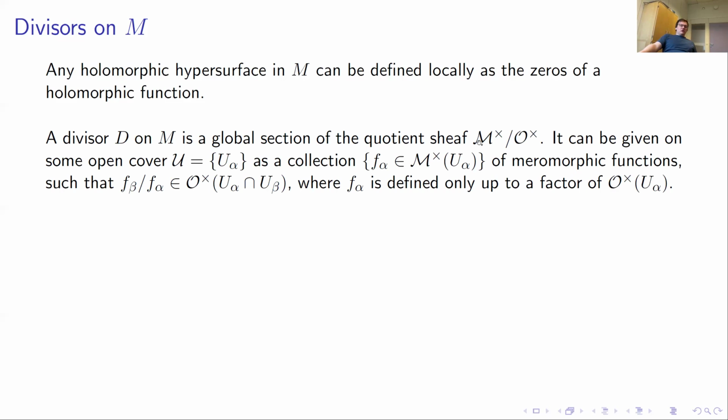So here we have the sheaf of non-zero meromorphic functions, modulo non-vanishing holomorphic functions. Any divisor can be given on some open cover as a collection of meromorphic functions, one function defined on each open chart. They are required to be consistent in the sense that they share zeros and poles. So if you take their ratios, they should be non-vanishing holomorphic functions on overlapping regions.